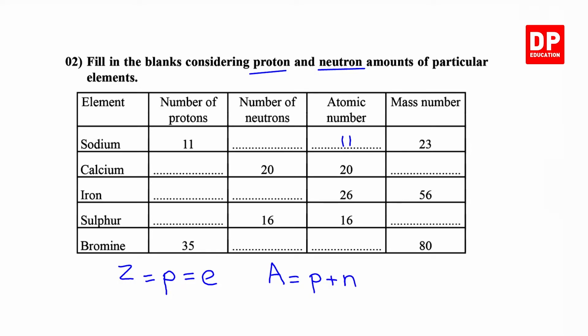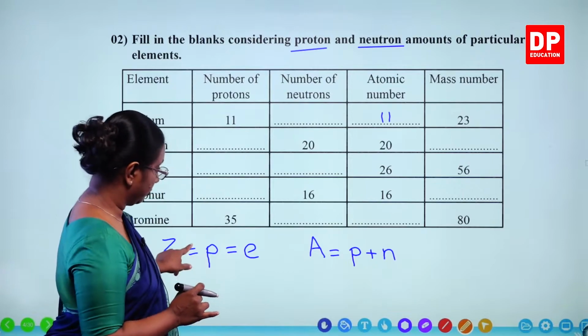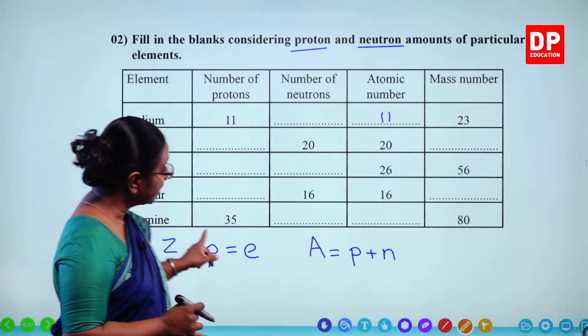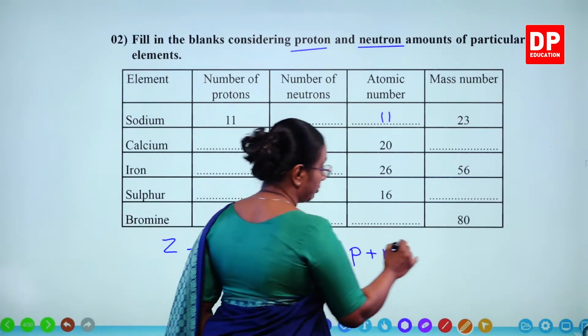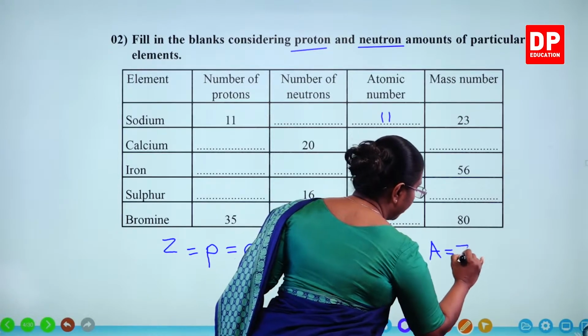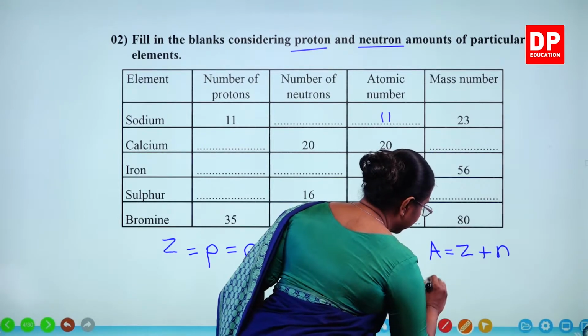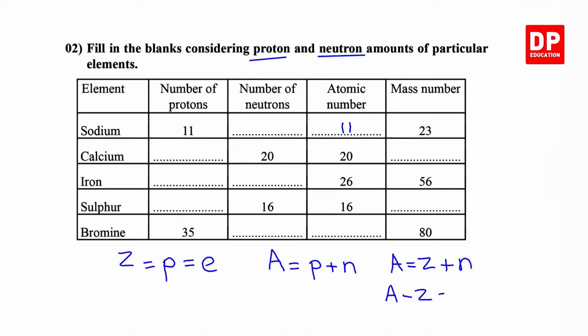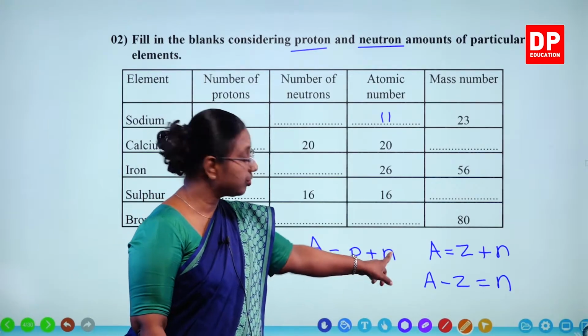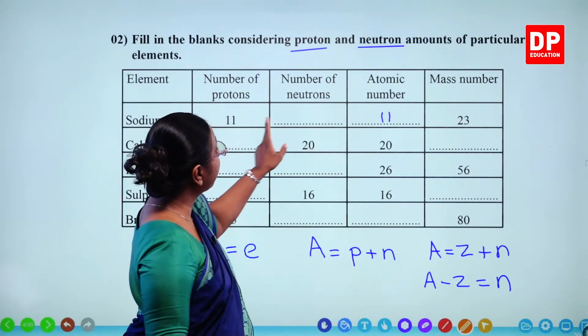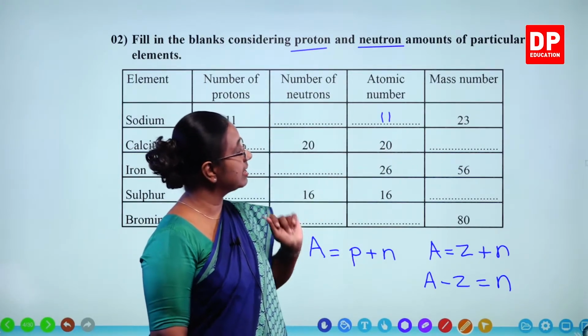So, you all know that. So, if you know the number of protons, you can substitute the value here, that is the atomic number. Instead of number of protons, we can also write the value of atomic number. So, atomic number plus neutron. So, that means mass number minus atomic number will give you the number of neutrons. Is that okay, students? Can you all understand that? Mass number is protons plus neutrons. Atomic number is protons.